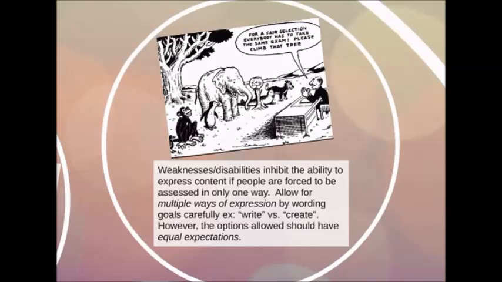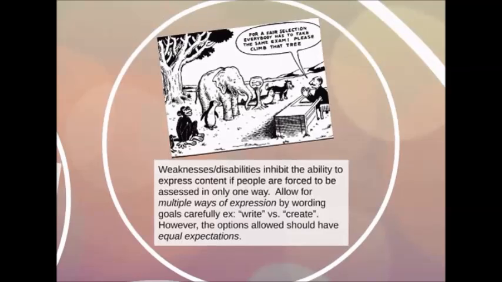We can allow for multiple ways of expression by wording goals carefully. For example, by simply replacing the word write with the word create, students with a physical disability or students who simply have a difficult time with the physical action of writing will still be able to express themselves using a tool like speech-to-text and will be able to achieve the goal. That's not to say we don't care about improving that weakness. It can be practiced separately, so as not to interfere with goal attainment. The options we allow should have equal expectations.